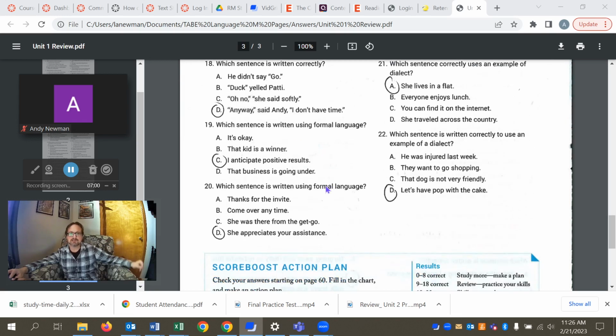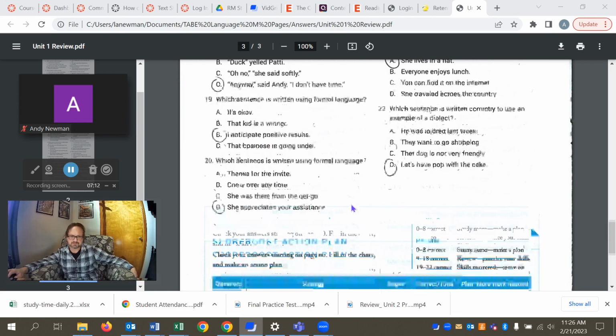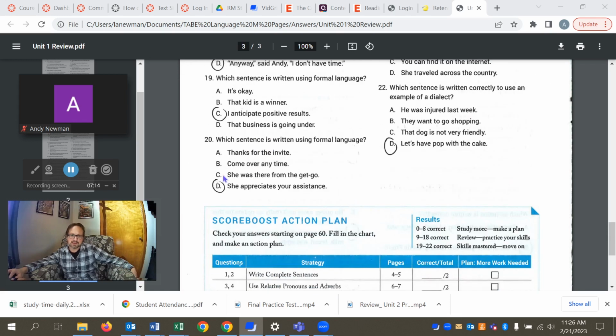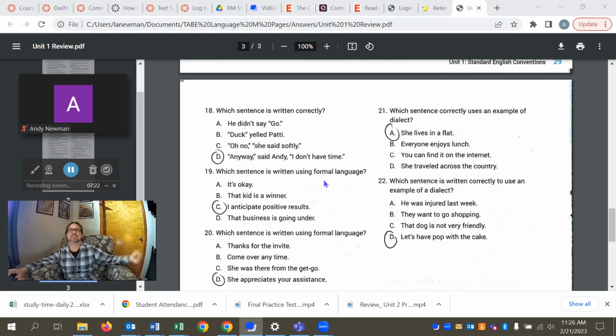Okay, in 19, we're looking for formal language, avoiding contractions, using strong, precise verbs, and C gets the job done with the strong verb of anticipate and also avoiding contractions. Okay, 20 is D. Again, a strong verb, avoiding contractions, avoiding slangy expressions, avoiding imprecise language.